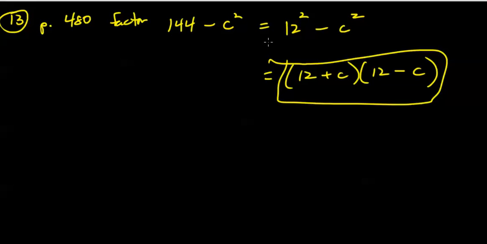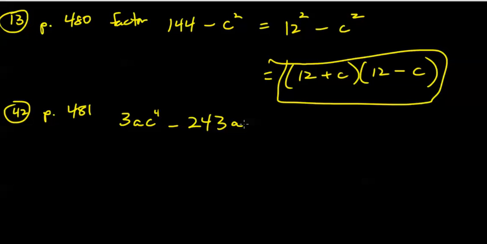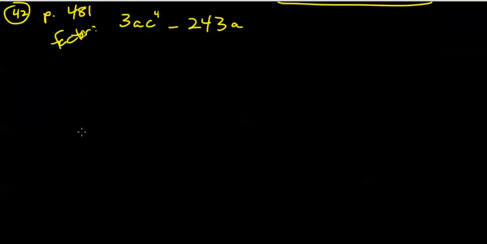Next one I want to look at is number 42. This is on page 481. 3ac to the fourth minus 243a. And we are asked to factor. Factor means to break it down into a product of irreducible polynomials. In other words, break it up into factors that cannot be factored any further.